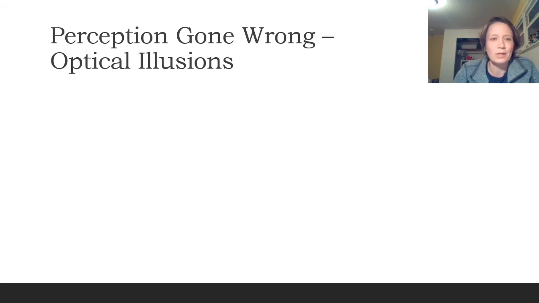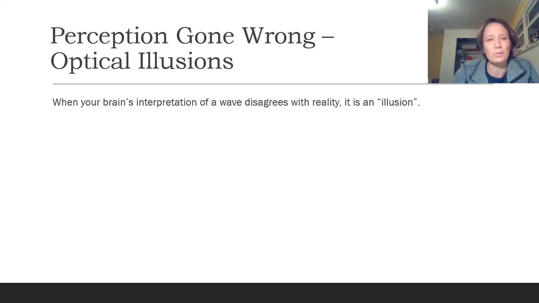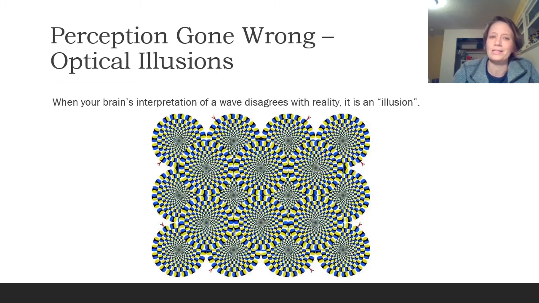One of the funnest topics when you start to understand how your eye and brain work together is how can we mess with human perception or optical illusions. Whenever your brain's interpretation of an image or a wave disagrees with the reality of that thing, it's actually called an illusion. This is a really crazy one that, even if you understand how it works, you still have a hard time believing it.